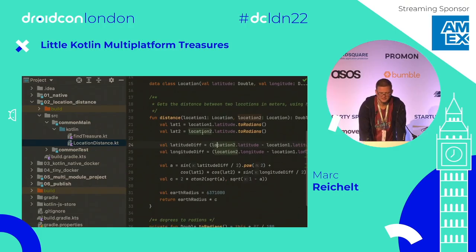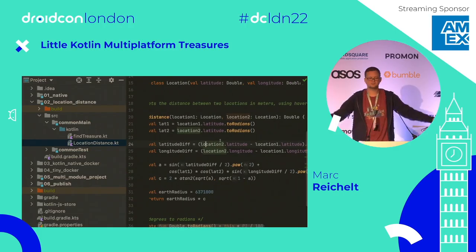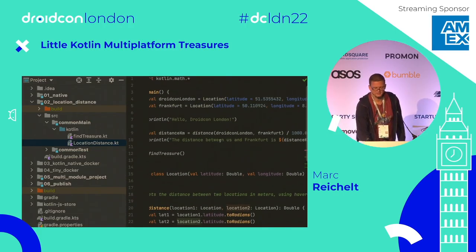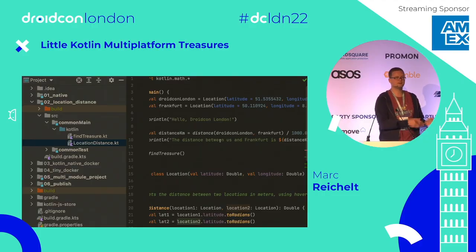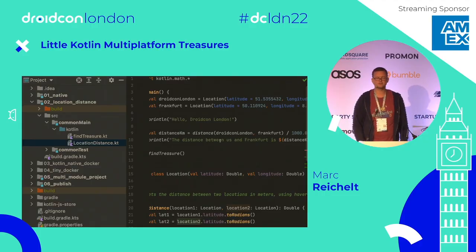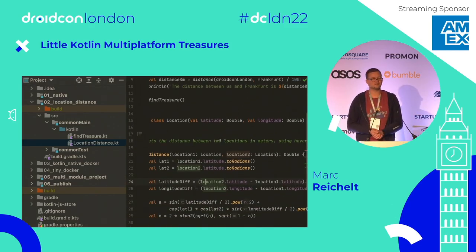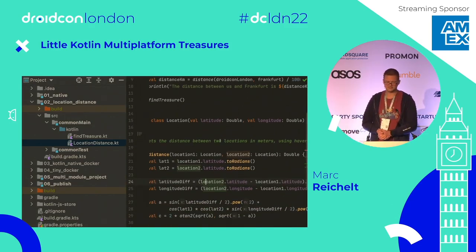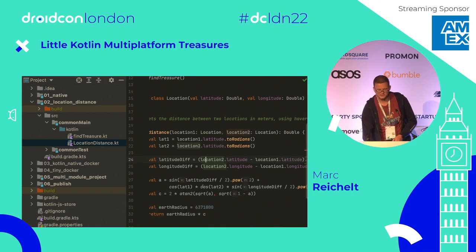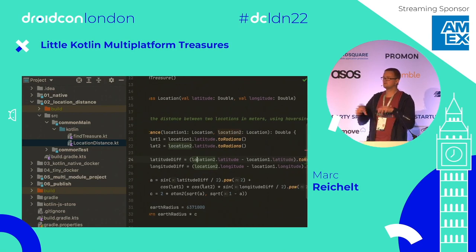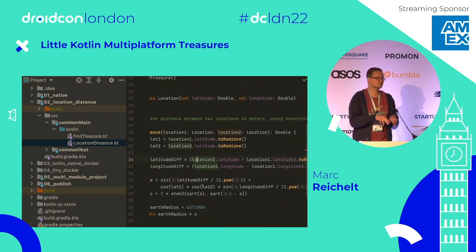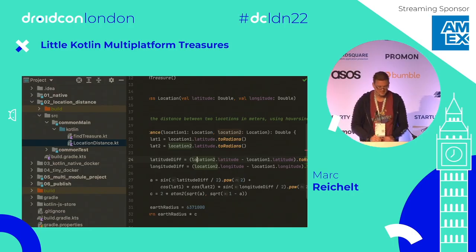This one is actually computing the distance between 2 locations. In this case, I'm computing the distance between droidcon and my hometown, Frankfurt, which is going to be a little bit between 600 and 700 kilometers. I'm going to leave it up to you to find the treasure inside of this binary which is being built. But it's pretty cool because you can actually see that it's calling into the C math functions of cosinus and sinus. So that's pretty cool.